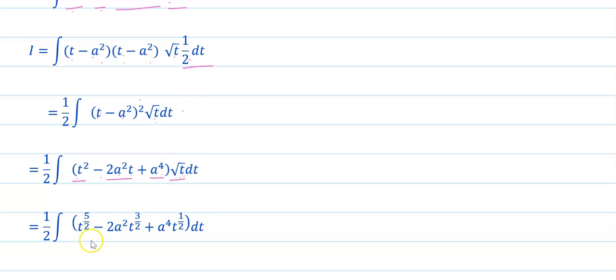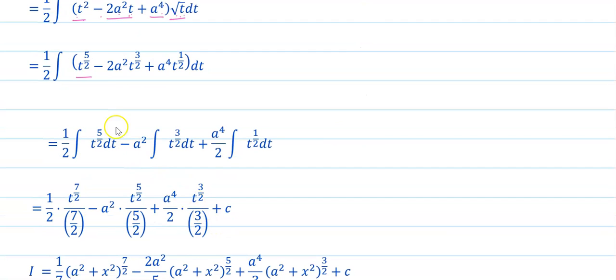2 plus 1 upon 2, that is 5 by 2. Next, t plus 1 upon 2: 1 plus 1 upon 2, it's 3 by 2. Okay. And the last, a raised to 4 into t raised to 1 upon 2 into dt.